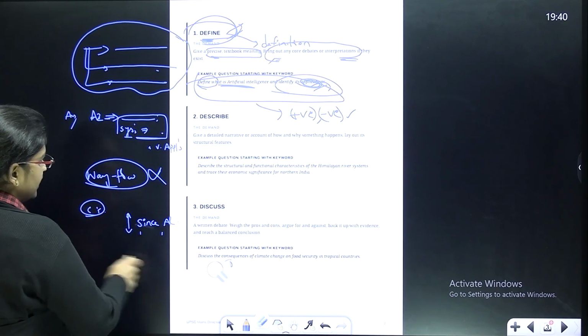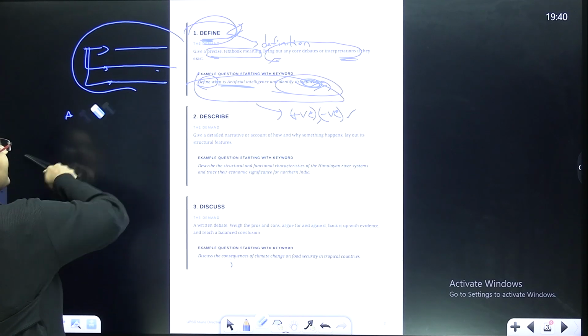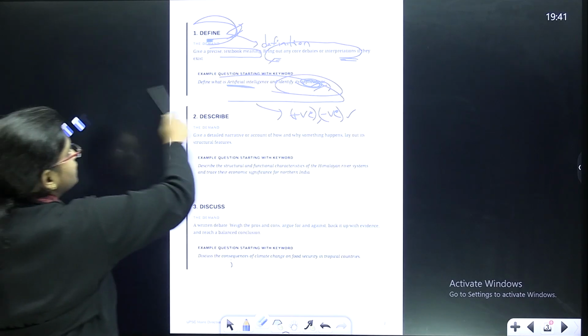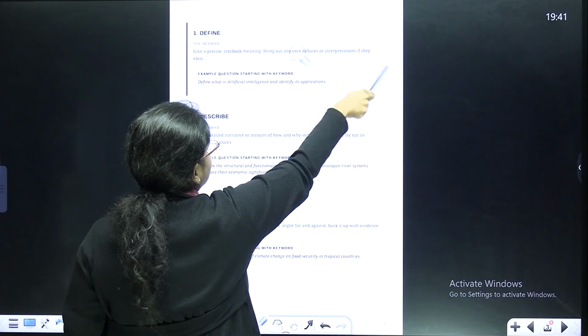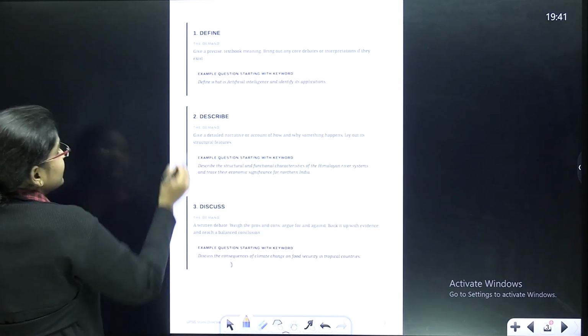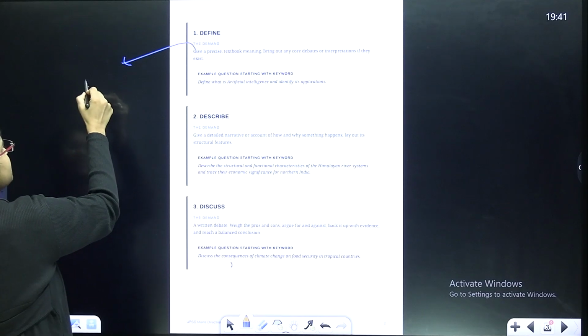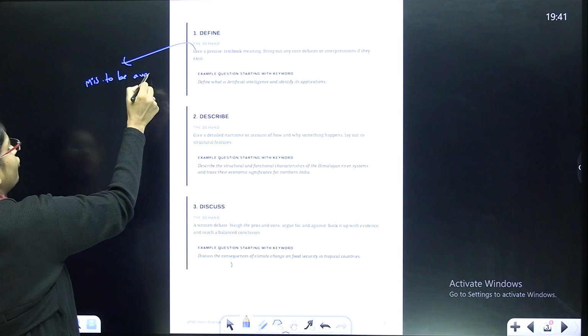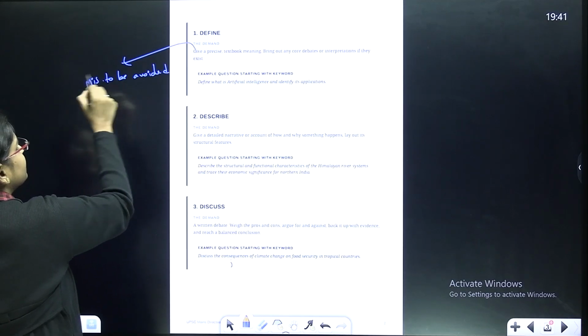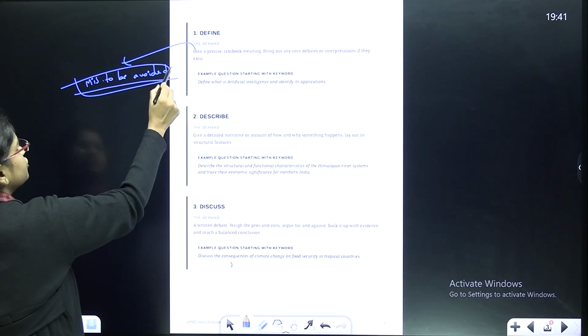In the same way, whenever you get any such question, what you must do is write different kinds of perspectives like this. Now, what are the mistakes to be avoided while writing the answer for this particular question?